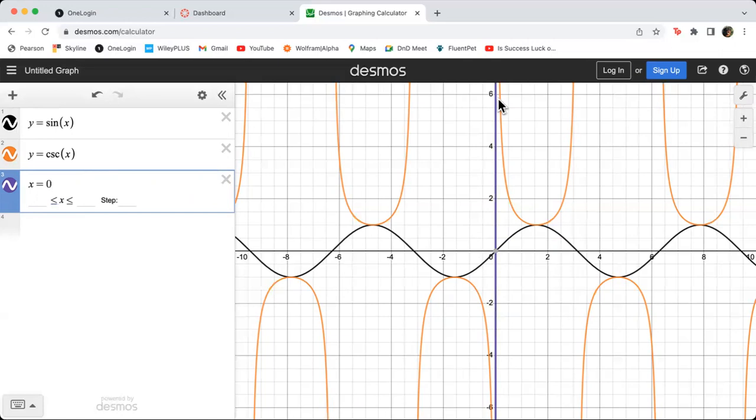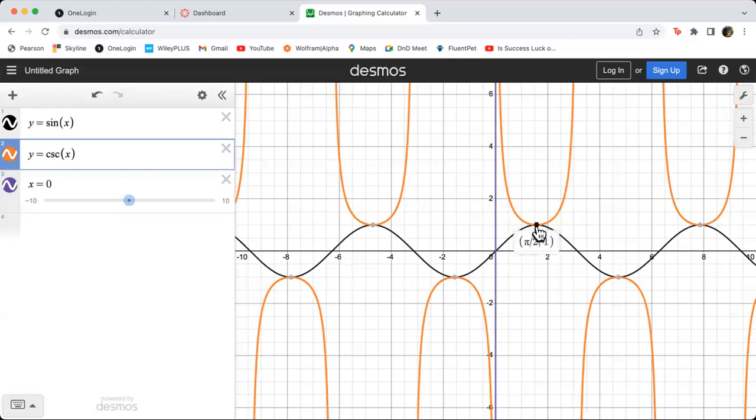The graphs of cosecant and sine do run into each other, because sine of pi over 2 is equal to 1, and the reciprocal of 1 is 1. So that's where the graphs of cosecant and sine are going to meet up. They agree on that one value, because 1 is the reciprocal of 1.